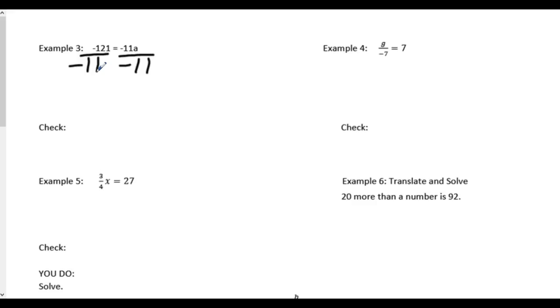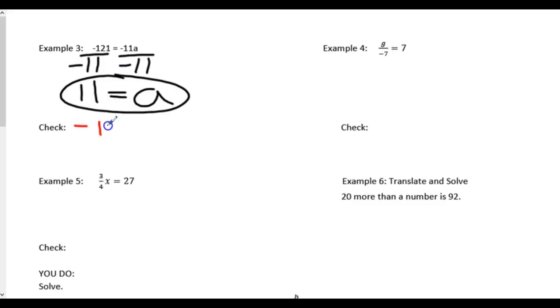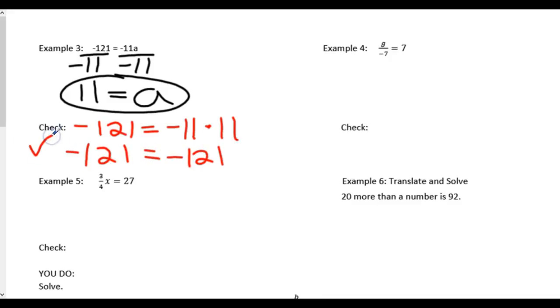Negative 11 divided by negative 11 is just 1. So that leaves us with our a variable all by itself, isolated. And the other side, negative 121 divided by negative 11. Negative divided by a negative is a positive. 121 divided by 11 is 11. So we end up with a equals 11. Our check: negative 121 equals negative 11 times our variable, which we found was 11. Negative 11 times 11 is negative 121. So we know we got the right answer.